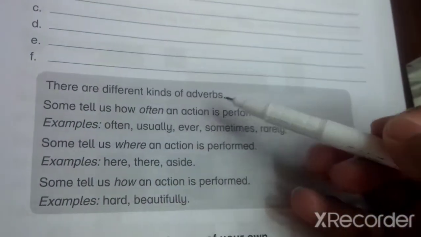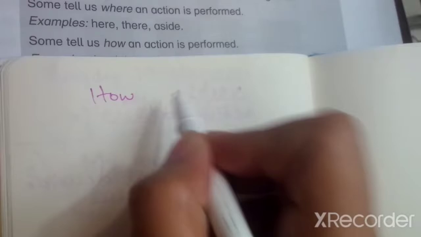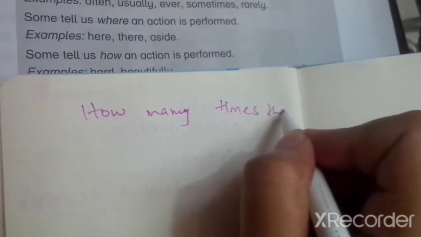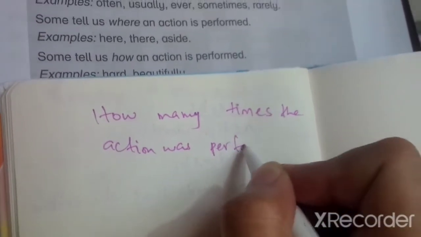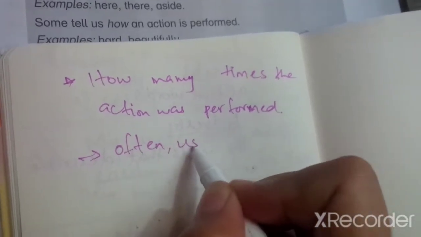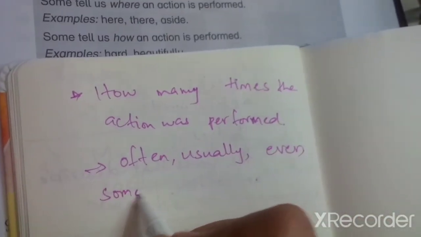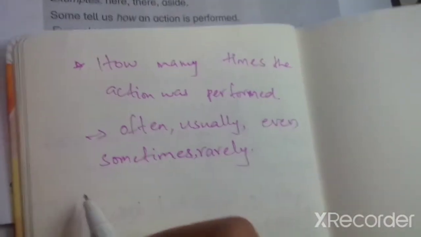Now there are different kinds of adverbs. Some tell us how often an action is performed. So basically they tell us how many times the action was performed. Some tell us that. For example, often, usually, ever, sometimes, rarely. See, these are all adverbs.